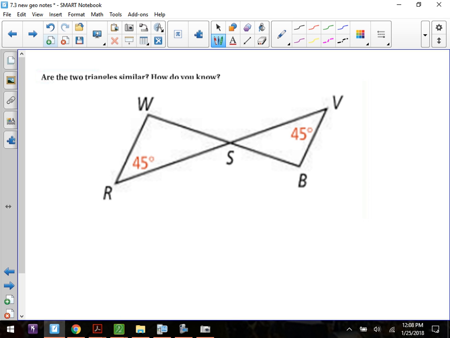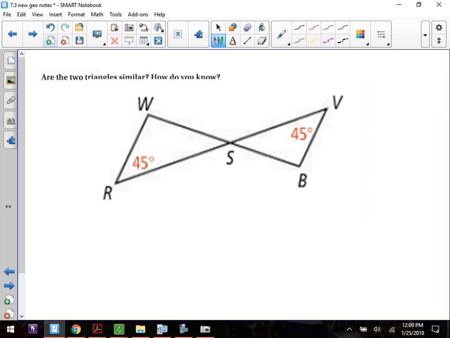Since R and B are congruent, what do you know about segments RW and VB? Parallel, very good. They're parallel because angles R and B happen to be alternate interior angles. So if alternate interior angles are congruent, then you know that you've got lines that are parallel. It's one of those things that we've talked about before that just kind of shows back up from time to time.